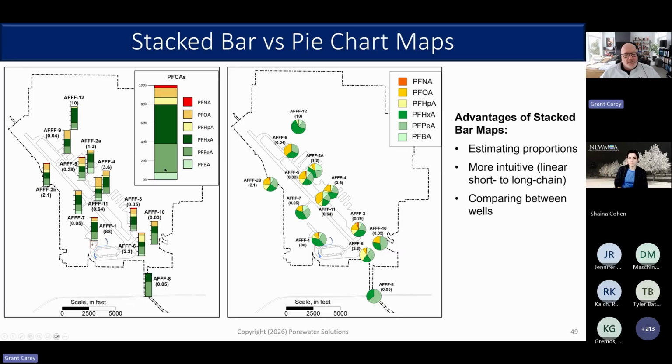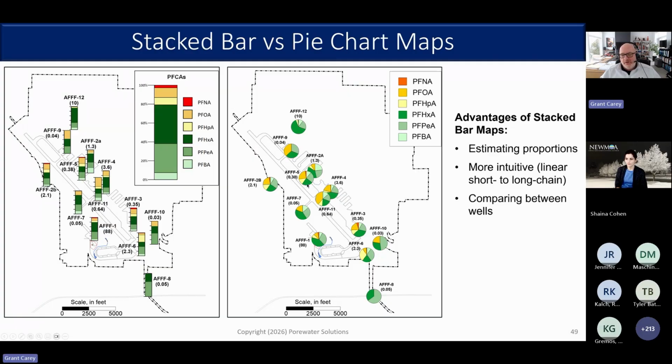And one thing with stack bars, you'll see we put the tick marks on the left of each stack bar on the map, and that makes it much easier. So I can look at this dark green and tell you that's slightly over 20%, maybe 22, 23% of carboxylates at AFFF 5. And that's where the tick marks are really helpful. I can more precisely tell you the proportion of each chemical in the stack bar.